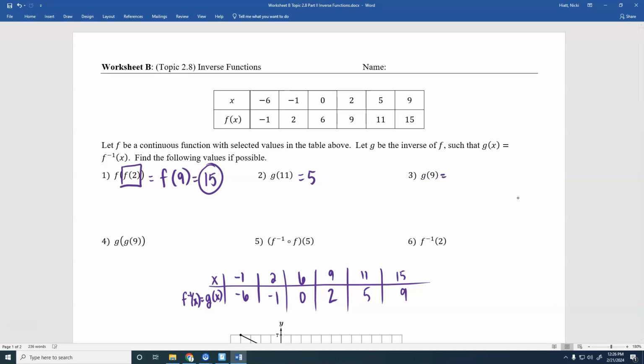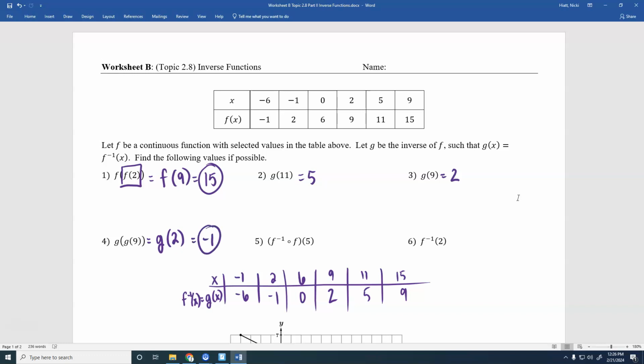So if we do that, let's see, Rihanna, what would I get for g of 9? It'd be 2. Perfect. Evan, I got g of 9. What would g of 9 be? It'd be 2. And then what would g of 2 be? -1. Perfect.